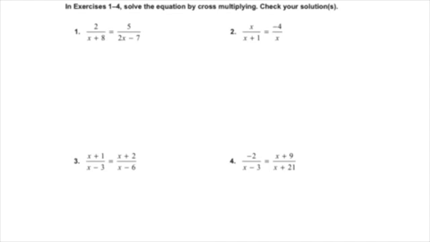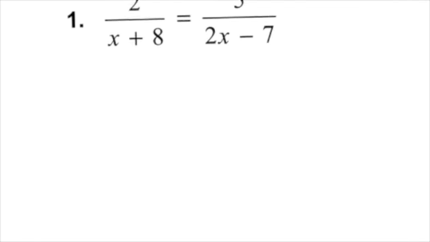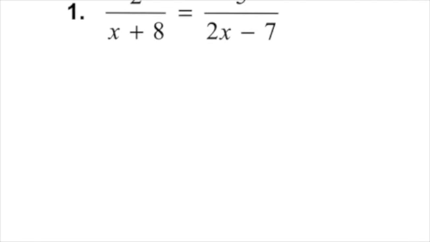But there really are two different types of rational equations to solve. The first one can be done using cross multiplication. As you can see here, you have one fraction equaling another fraction. And when you have one fraction equaling another fraction, you simply do cross multiplication to solve. So this times this and this times this.